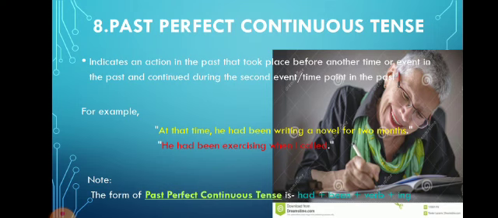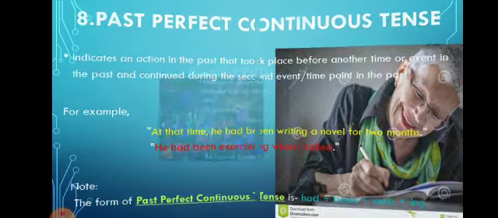He had been writing a novel because it takes at least 2 months to 6 months to write a novel. He had been exercising. He had been doing exercise, right, from morning till evening. So a long span of time. In this form, had plus been, verb plus ing form is used.